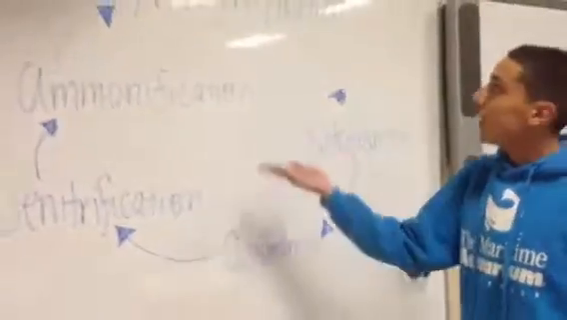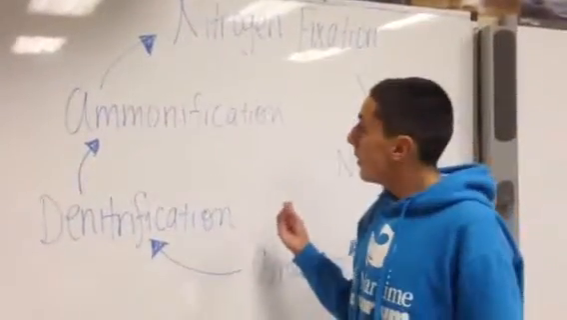And thus, this is how the nitrogen cycle works, with 5 steps.